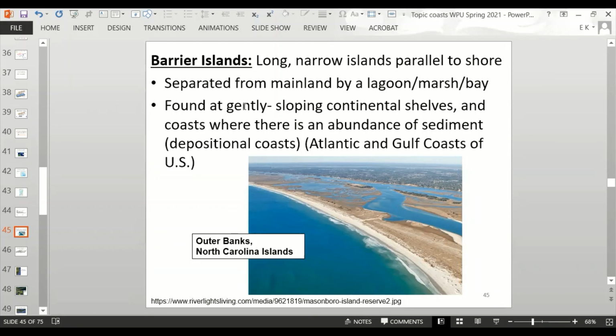Barrier islands form at gently sloping continental shelves, which, as I mentioned at the very beginning of the lecture, is going to be related to passive continental margins. Typically, we find barrier islands along the Atlantic coasts and the Gulf coasts of the US. I mean, they're found around the world as well, but for the US, that's generally where we find them.